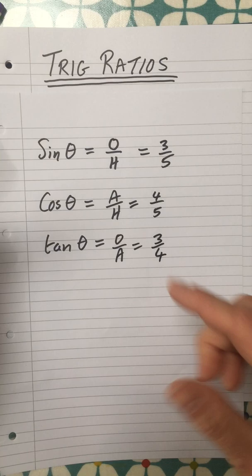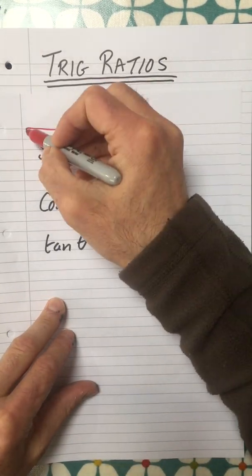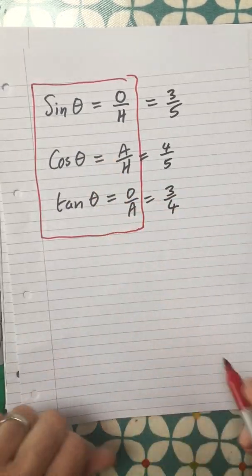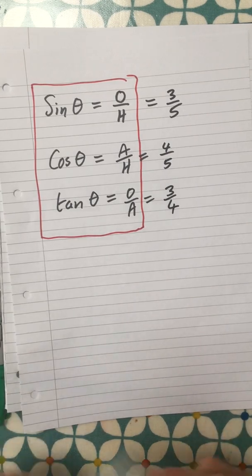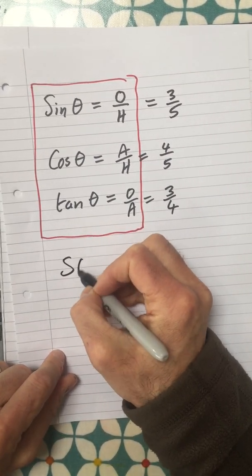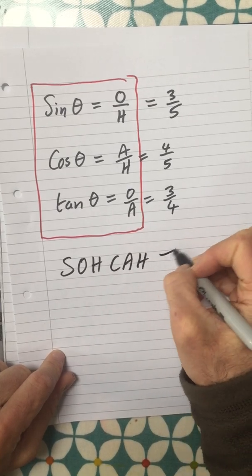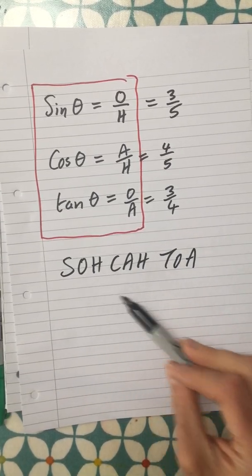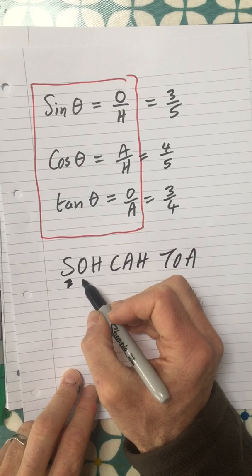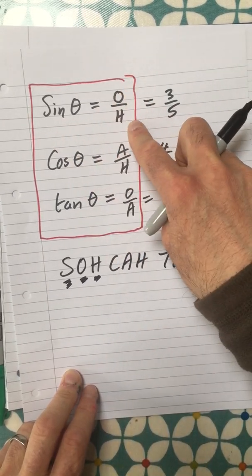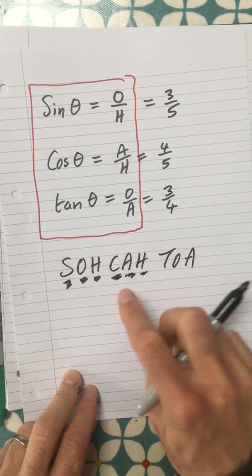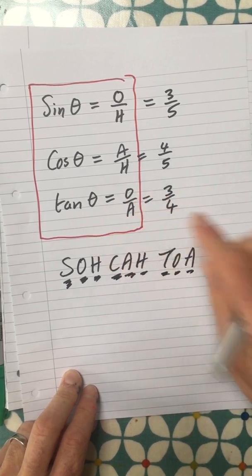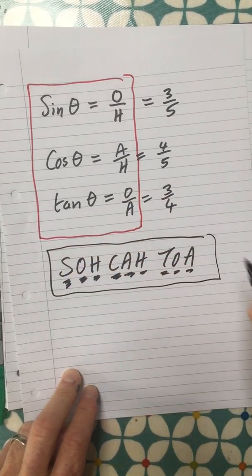So what I need you to learn is that sine is O over H, cosine is A over H, and tan is O over A. To help you remember this, there is a memory aid I like to use. You remember the word SOHCAHTOA. It's not a real word, but if you say it a few times, SOH, CAH, TOA, this stands for: sine is O over H, CAH, cosine is A over H, and TOA, tan is O over A. And this is my favorite memory aid, SOHCAHTOA.